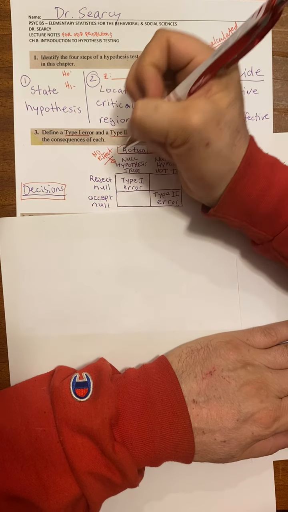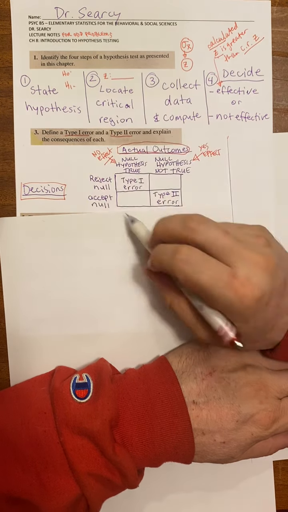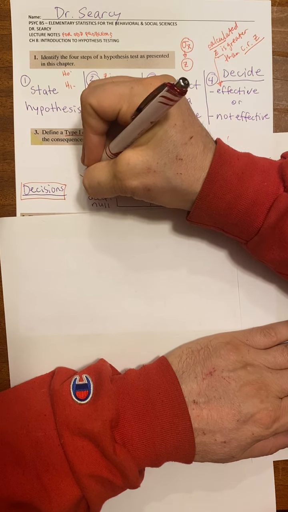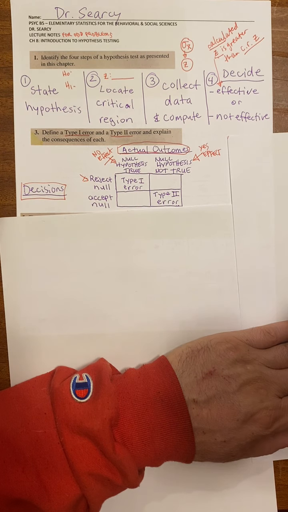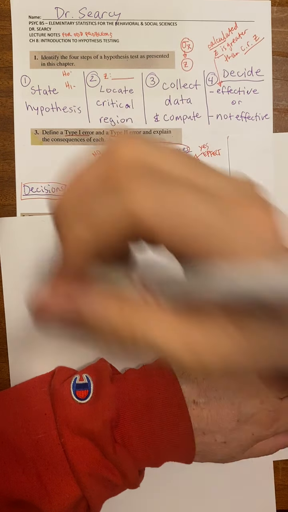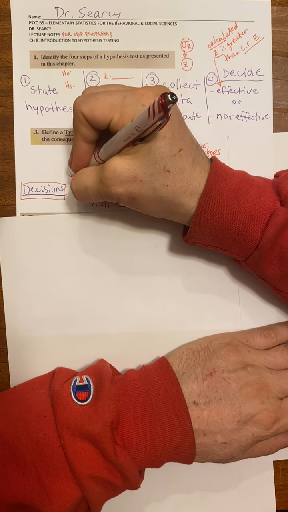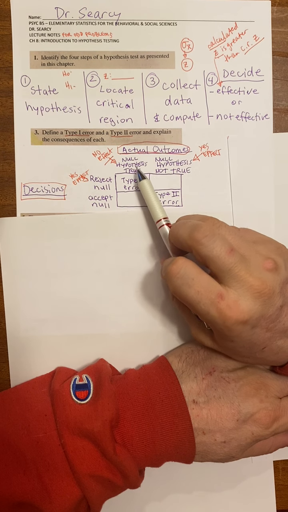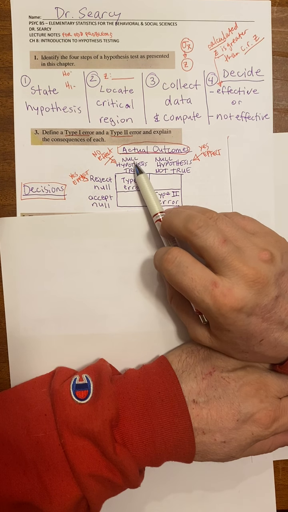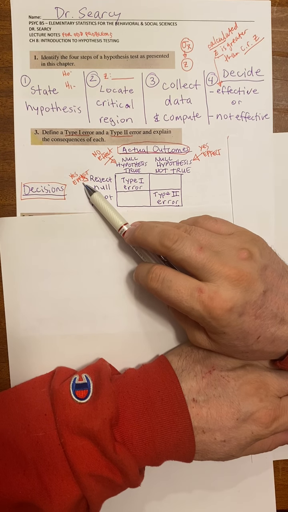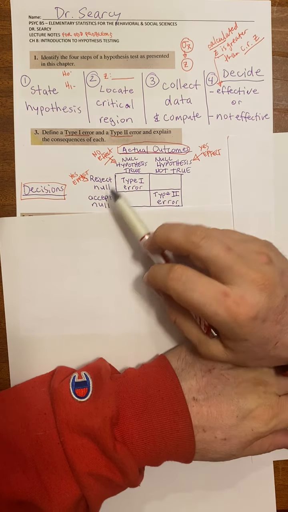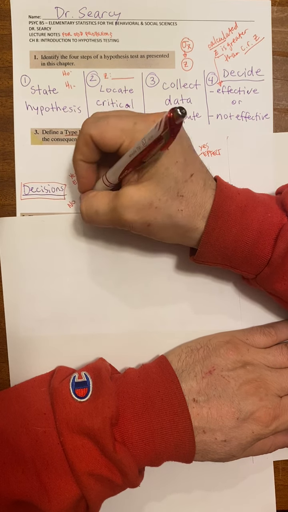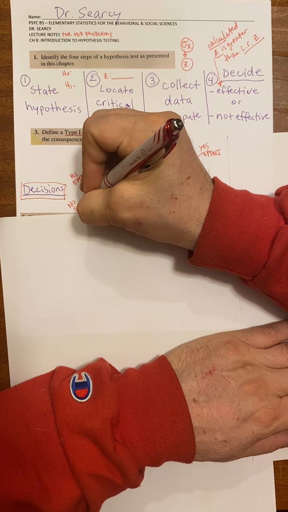If you reject the null hypothesis, your decision is that you say that there is an effect. If I reject the null hypothesis, I'm saying that the difference between the 2 groups is not 0. I'm saying that there is a difference other than 0, so therefore there is an effect. However, if I accept the null hypothesis, then in my decision, I'm saying that there is no effect.